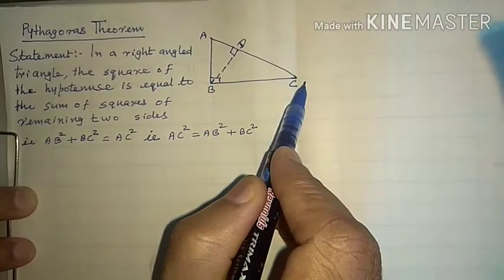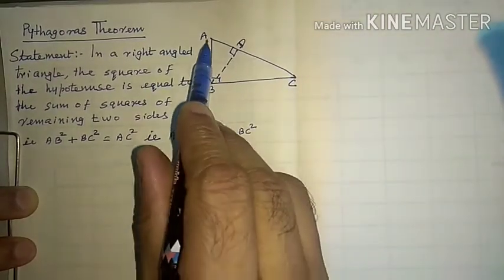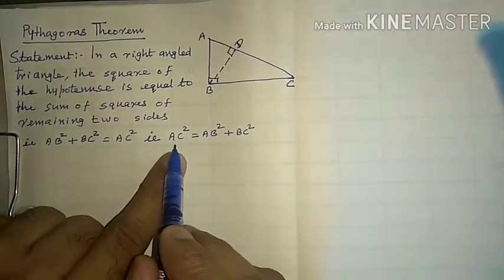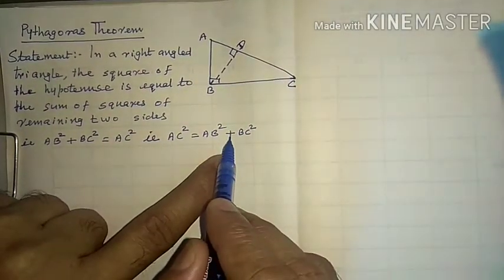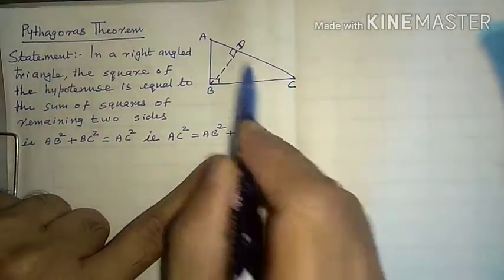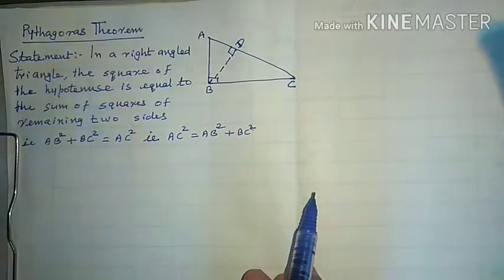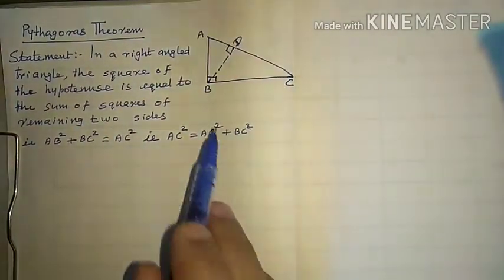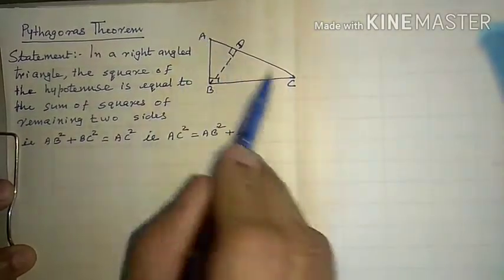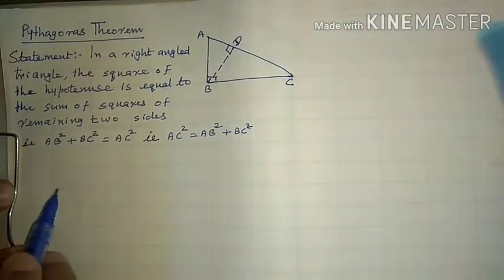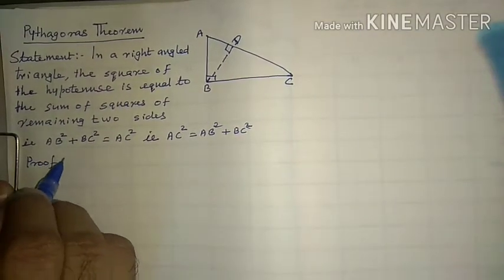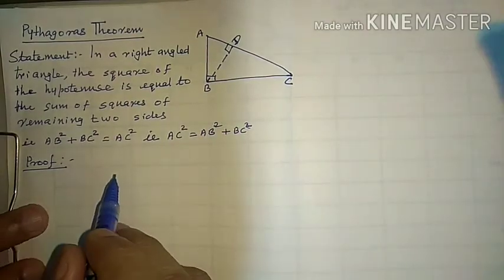Square of the hypotenuse is equal to the sum of squares of the remaining two sides, AB and BC. AB square plus BC square, or also AB square plus BC square equal to AC square. This is the statement of Pythagoras theorem. This we have to prove. So we write the proof. What do we do here?